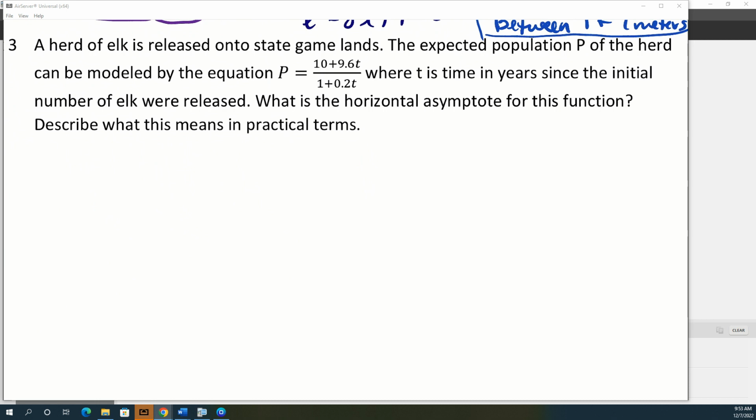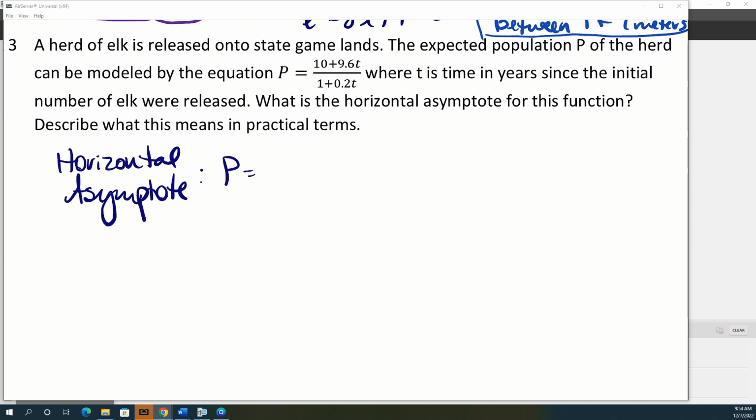The expected population, P, of the herd can be modeled by that equation, where T is time in years since the initial number of elk were released. What is the horizontal asymptote of the function, and describe what it means in practical terms? Normally on our horizontal asymptote, we'll say y equals, and if you do that, it's fine. But I'm going to say p equals because this problem doesn't have a y.